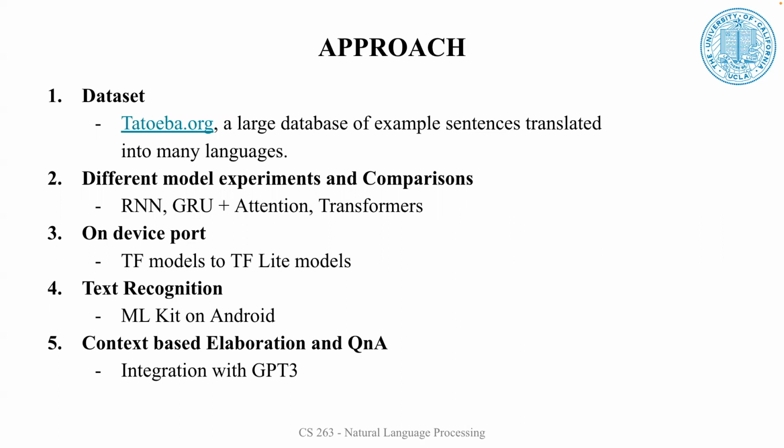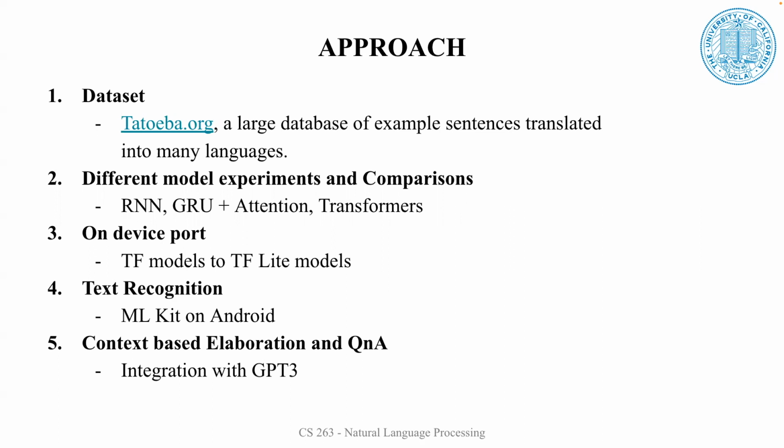The second is the different models that we experiment with and compare the results for. Here we are using RNNs and GRU with attention, and transformer models. The third one is the on-device port. We are going to build these models and port them onto an Android device. So we are going to convert the TensorFlow models that we build in the previous step into TensorFlow Lite models that can be ported onto an embedded system or a mobile device.